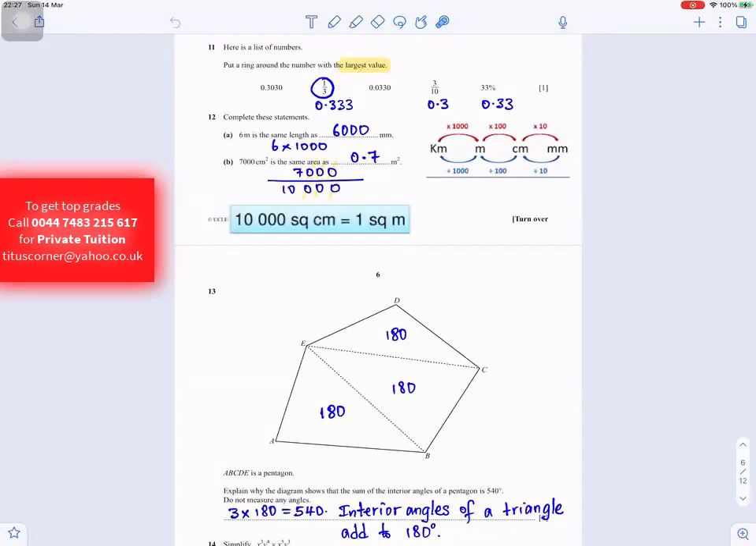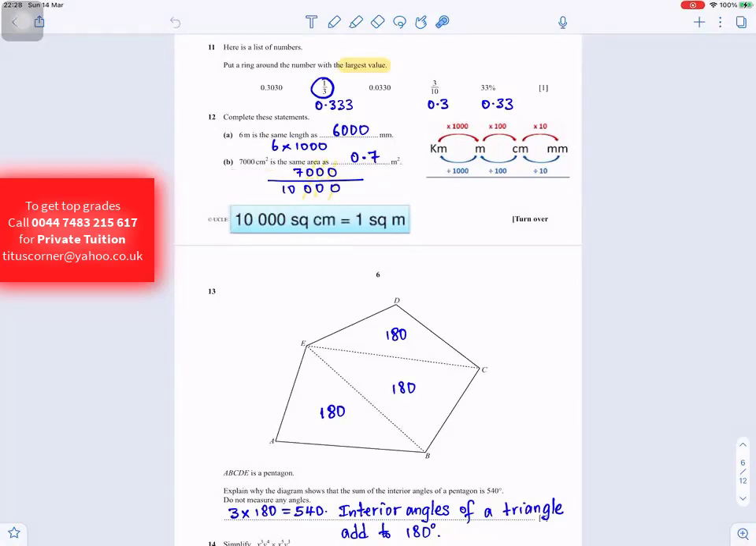Question number 12. Complete these statements. 6 meters is the same length as. To change from meters to millimeters, you times by 1,000. So 6 times 1,000, you add 3 zeros, is 6,000. So if you look there, I've put the conversion thing there for you. So you want to go from meters to millimeters. So you times by 100 and 10. 100 times 10 is 1,000. So that's why you times by 1,000.